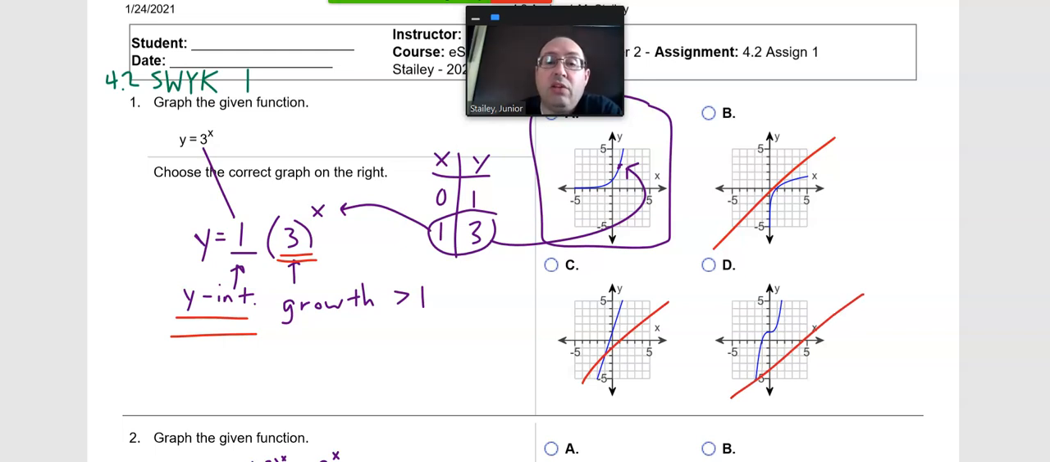Now, if you take a closer look, you do have to have correct points. If you wanted to make a table, you could. There's nothing wrong with that. If you plug in a 0, you get 1. If you plug in a 1, you get 3. And, of course, those points do show up on the graph.